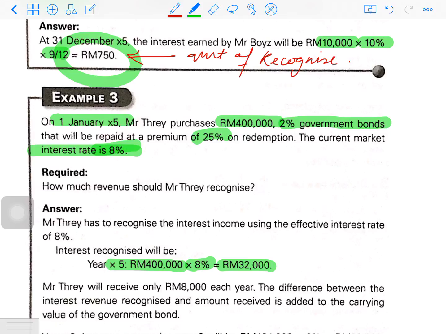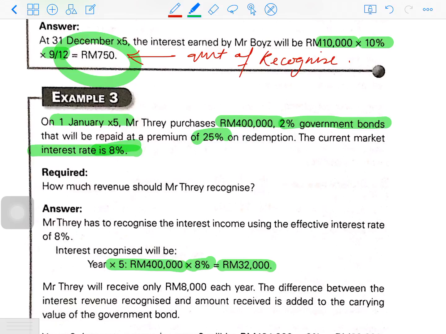Sorry, not for 1 year. This interest rate is for the whole bond. Sorry, for the whole bond, the whole year of the bond. Meaning if you buy the bond, it is redeemable in 5 years time. Meaning 5 years. Okay. Each year, how much is it?